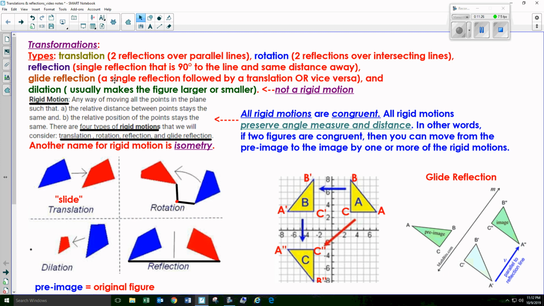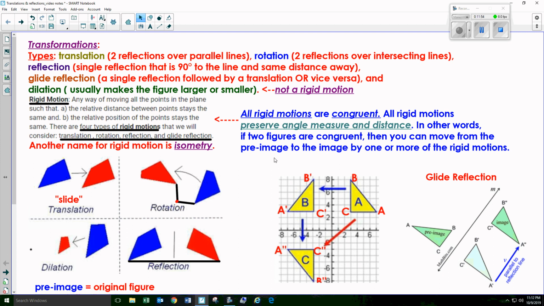A glide reflection, as it tells you, is a single reflection, like this one, plus a translation. So they do a single reflection and then they translate it. Remember, translation is two reflections. So I have 1 plus 2 to move it there, for a total of 3. So a reflection is one reflection, a glide reflection is 3 reflections. Translation and rotation are 2 reflections. That's key to remember.